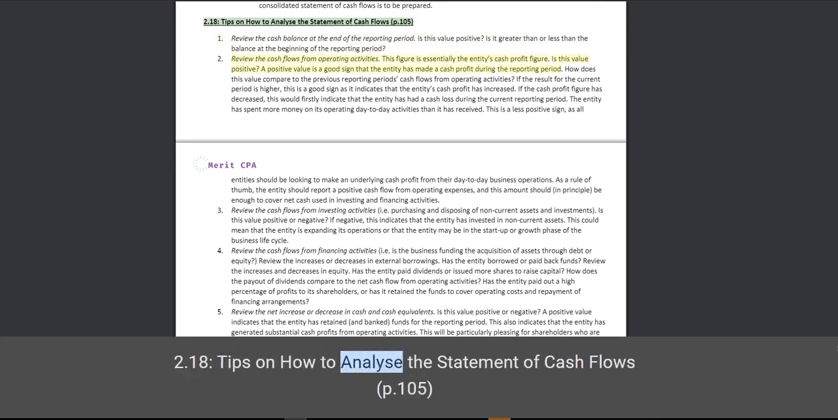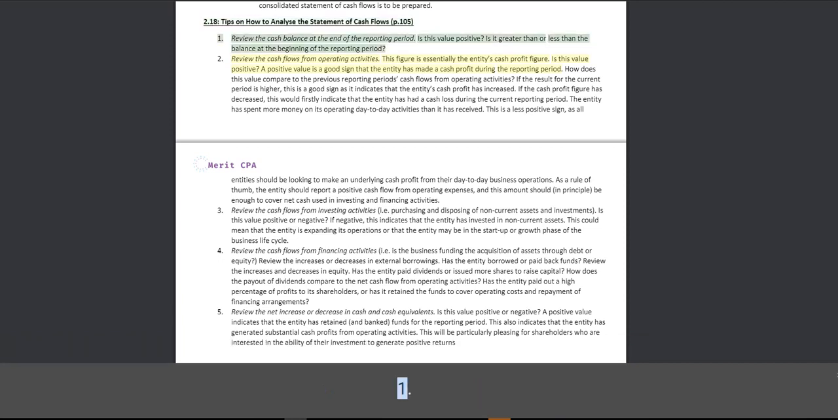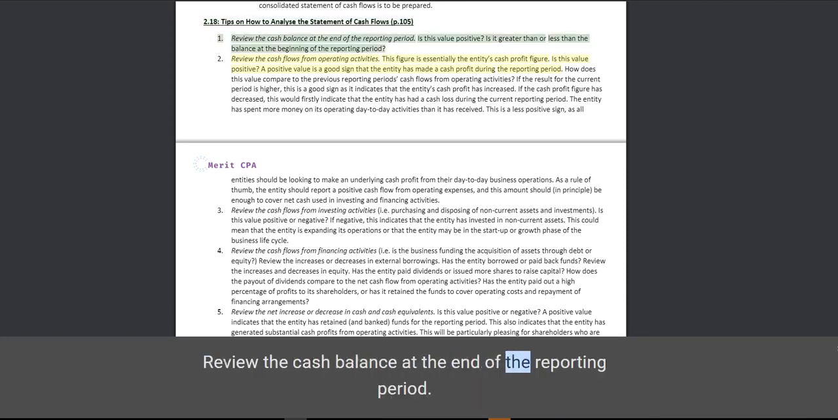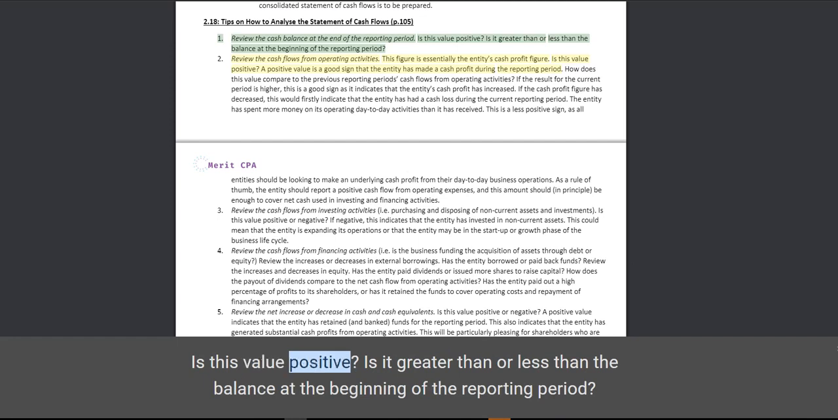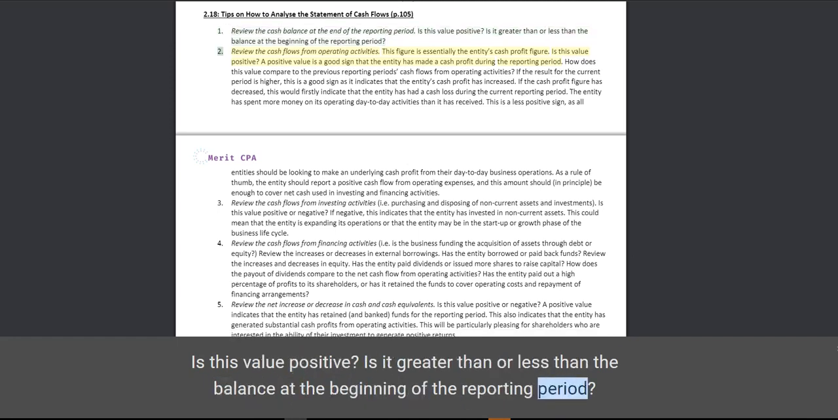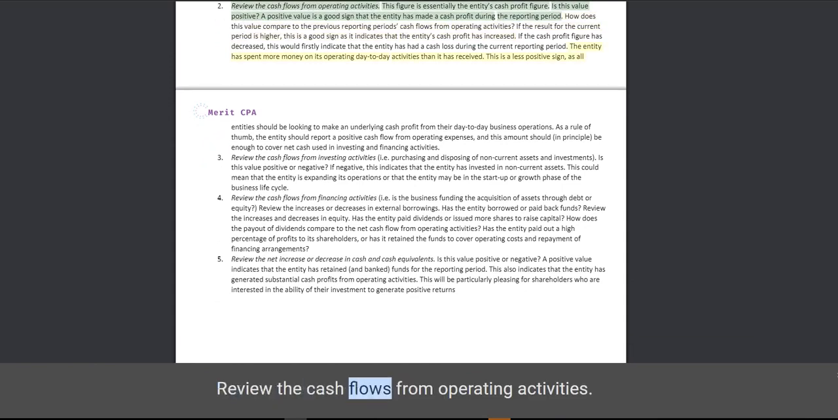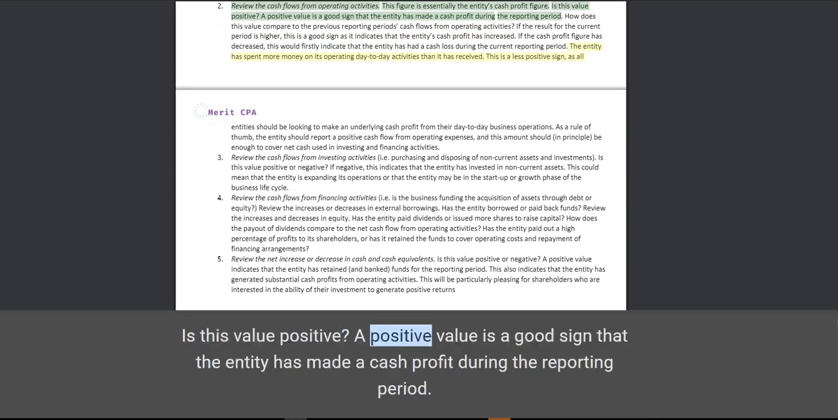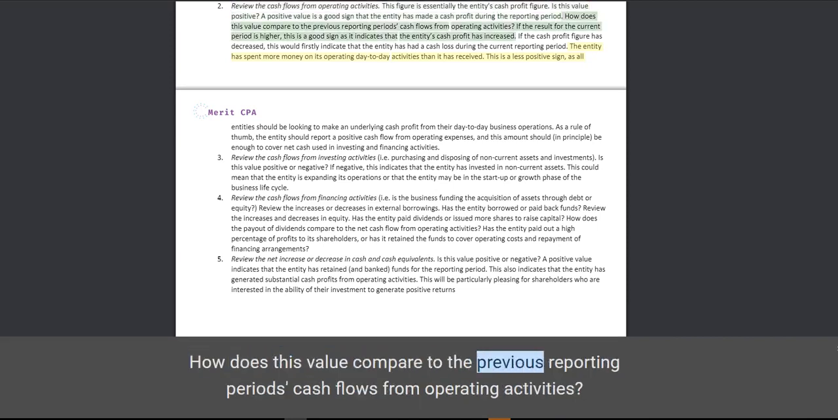2.18 Tips on how to analyze the statement of cash flows, P.105. 1. Review the cash balance at the end of the reporting period. Is this value positive? Is it greater than or less than the balance at the beginning of the reporting period? 2. Review the cash flows from operating activities. This figure is essentially the entity's cash profit figure. Is this value positive? A positive value is a good sign that the entity has made a cash profit during the reporting period. How does this value compare to the previous reporting period's cash flows from operating activities?